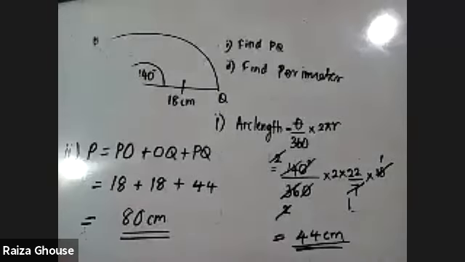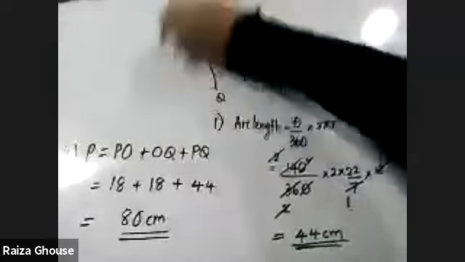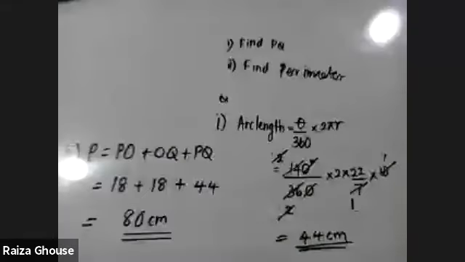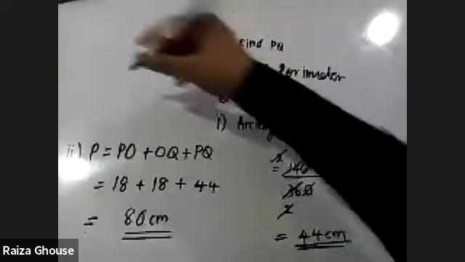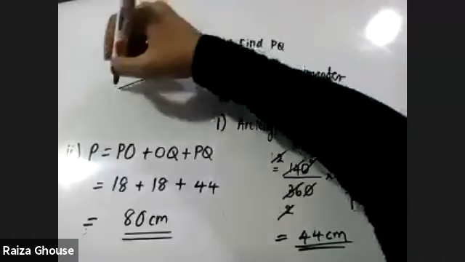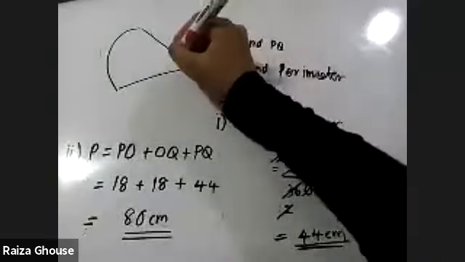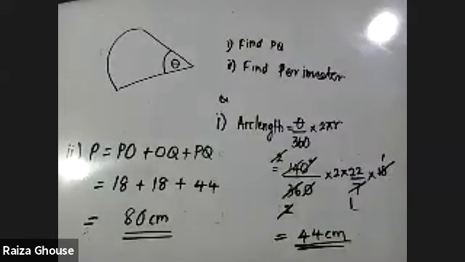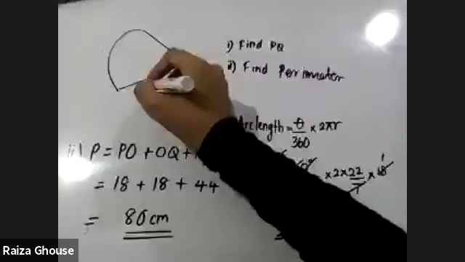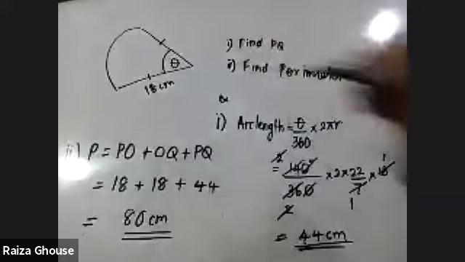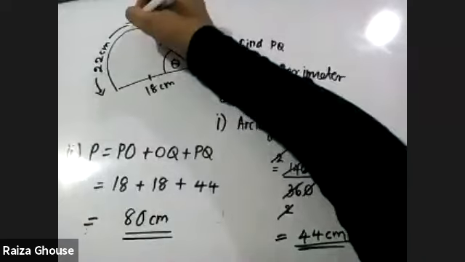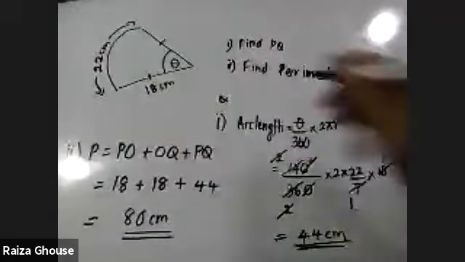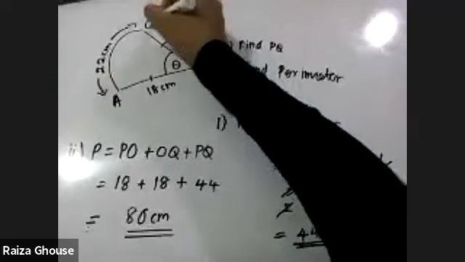I'll draw the next diagram. Okay, this is the sector. Theta is here, unknown angle. I'm not going to give the angle for you. Radius 18 centimeter again. Arc length I'll give you 22. Now use the equation correctly and find, I'll put A, B, C.